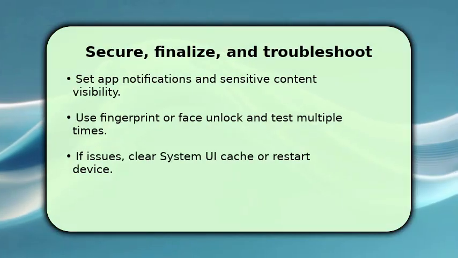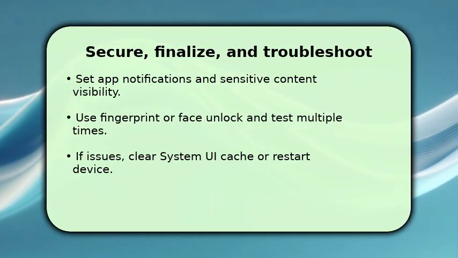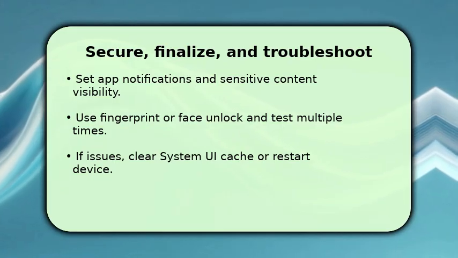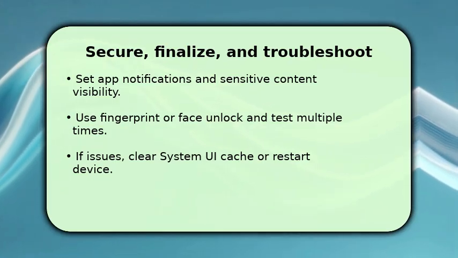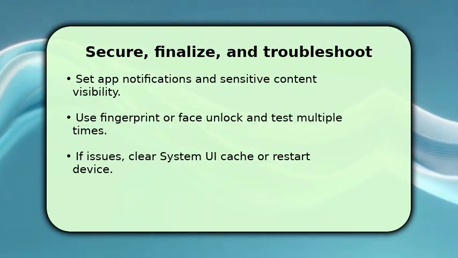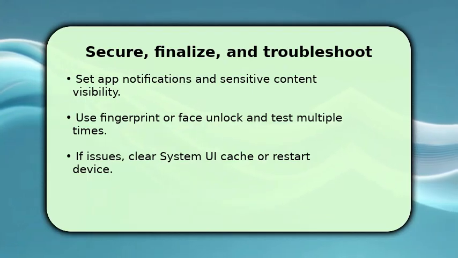Finish by tightening privacy. Choose whether notifications show content on the lock screen and hide sensitive notifications if needed, because that keeps data safe. Enable biometric unlocks like fingerprint or face and enroll fingers or faces. Test unlocking several times to confirm reliability. Once satisfied, review shortcut placements and wallpaper one more time.